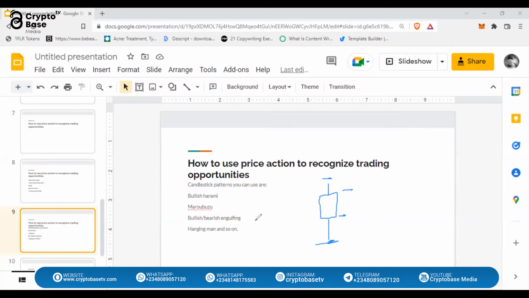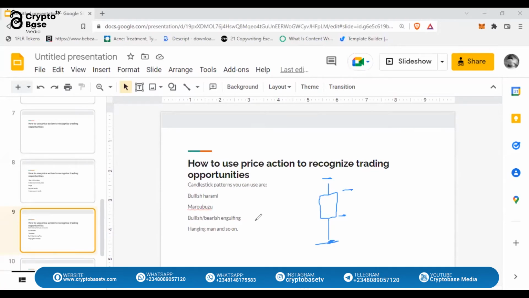Now, I've mentioned that you can be bullish and bearish. There's also bullish and bearish engulfing. There's the engulfing pattern, there's the hanging man pattern, and so on and so forth. In short, there is a video on our YouTube channel that explains more on using candlestick patterns to trade.